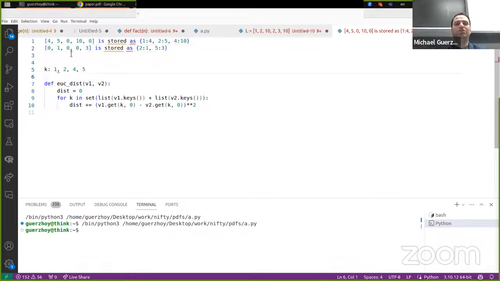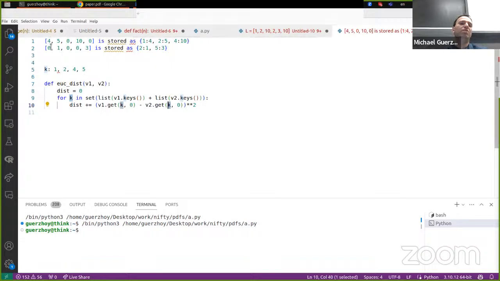And then I just go through 1, like, is there a value in V1? Yes, it's 4. There's no value in V2, so I'll just get a 0 by default. That's what get does, right? It gets the value at K if there is such a value, or 0 otherwise.